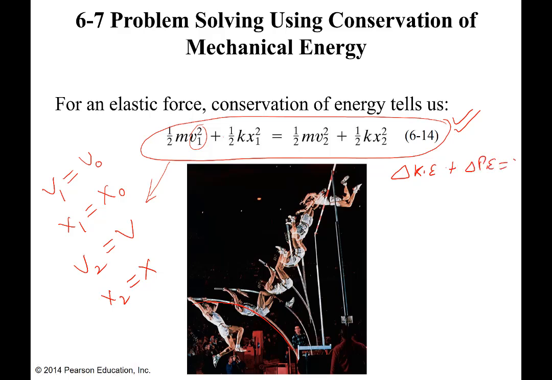Change in PE is equal to 0. And change in kinetic energy is 1/2 mv squared, always final first, minus 1/2 mv naught squared. The initial comes later. And since we are talking about elastic potential energy, I'll use 1/2 k x squared for final minus 1/2 k x naught squared for the initial. So that's what it means.